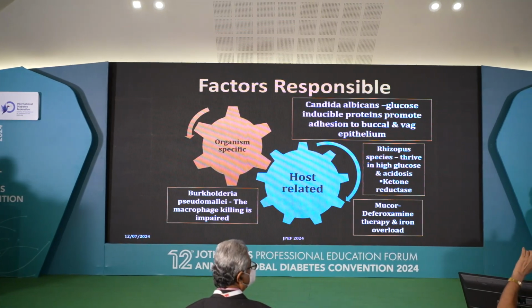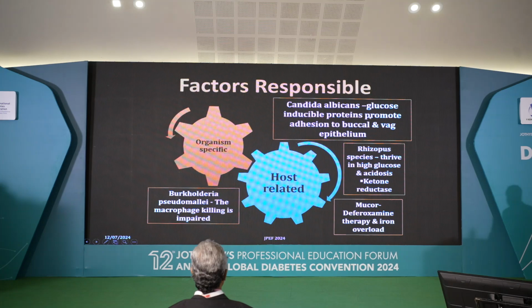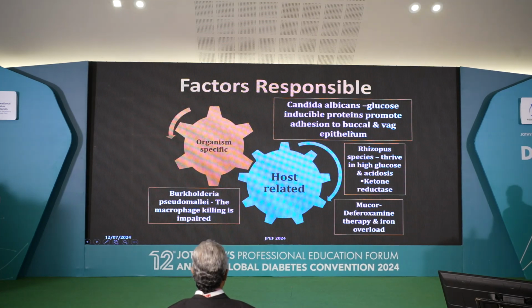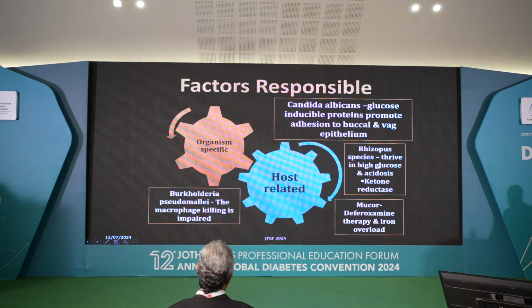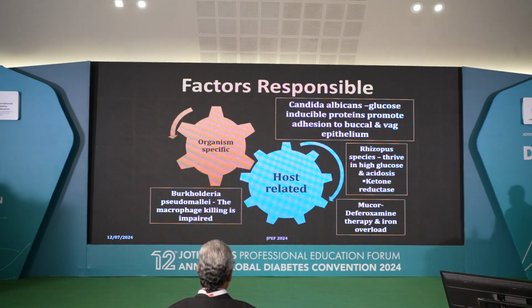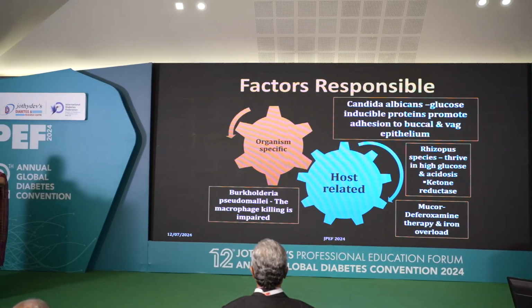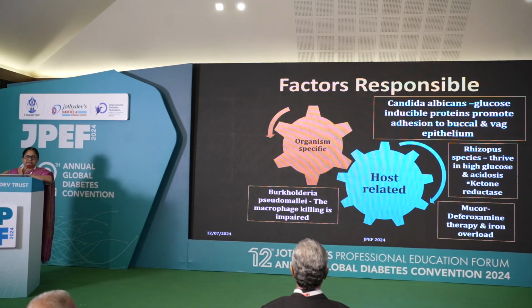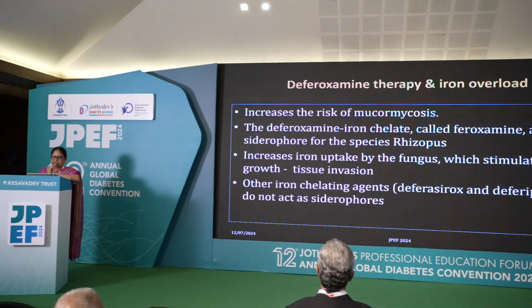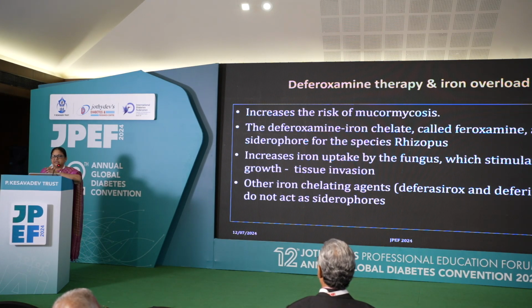The organism-specific factors: for Candida albicans, glucose-inducible proteins promote adhesion to buccal and vaginal epithelium. Rhizopus species thrive in high glucose in an acidotic environment, so there is a higher risk in diabetic ketoacidosis. Mucor, as well as deferoxamine therapy and iron overload, are all predisposing factors, and they also thrive in an acidic medium. For Burkholderia pseudomallei, macrophage killing is impaired in diabetic patients. And another interesting observation is deferoxamine therapy and iron overload.